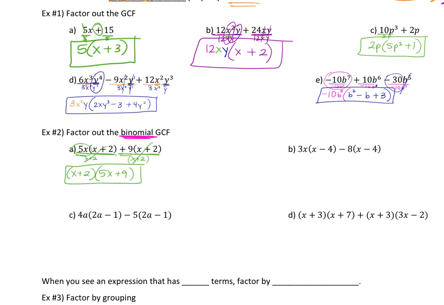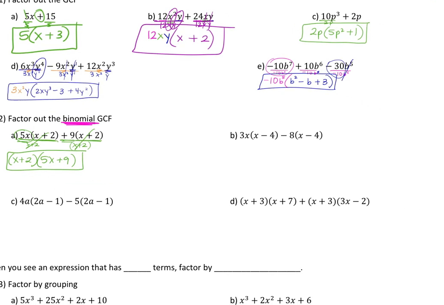So what are we going to factor out of b? What's the same in b? The x minus 4. So if I put that x minus 4 out in front, then if I divide by x minus 4, I'm going to be left with a 3x and a minus 8. And that's my factored form. Okay, so it just simplifies it, right? It takes it down to two binomials instead of these other terms that are kind of floating around there.